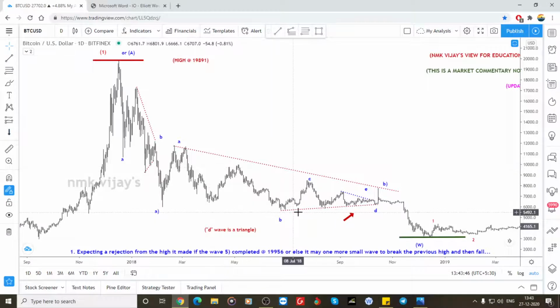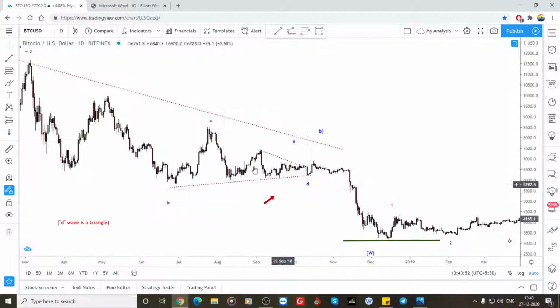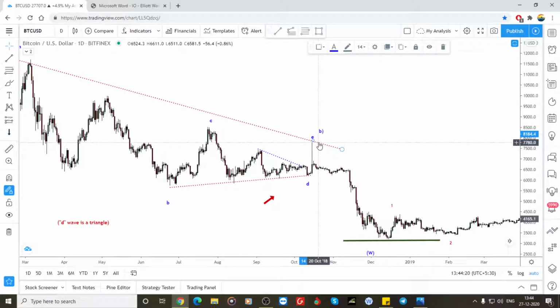Here also it has already broken the A wave, so the B wave is already broken. So A, B, C and D is also a triangle. After that the E is a three-way structure. So the B wave also contains a triangle inside. So A, B, C, D and E. So the total is a triangle inside a triangle. Most of the time the E wave will occur as the triangle, but in this one I took the D wave as a triangle, and the E wave has ended, so it didn't break that D wave high as well as the C wave low.